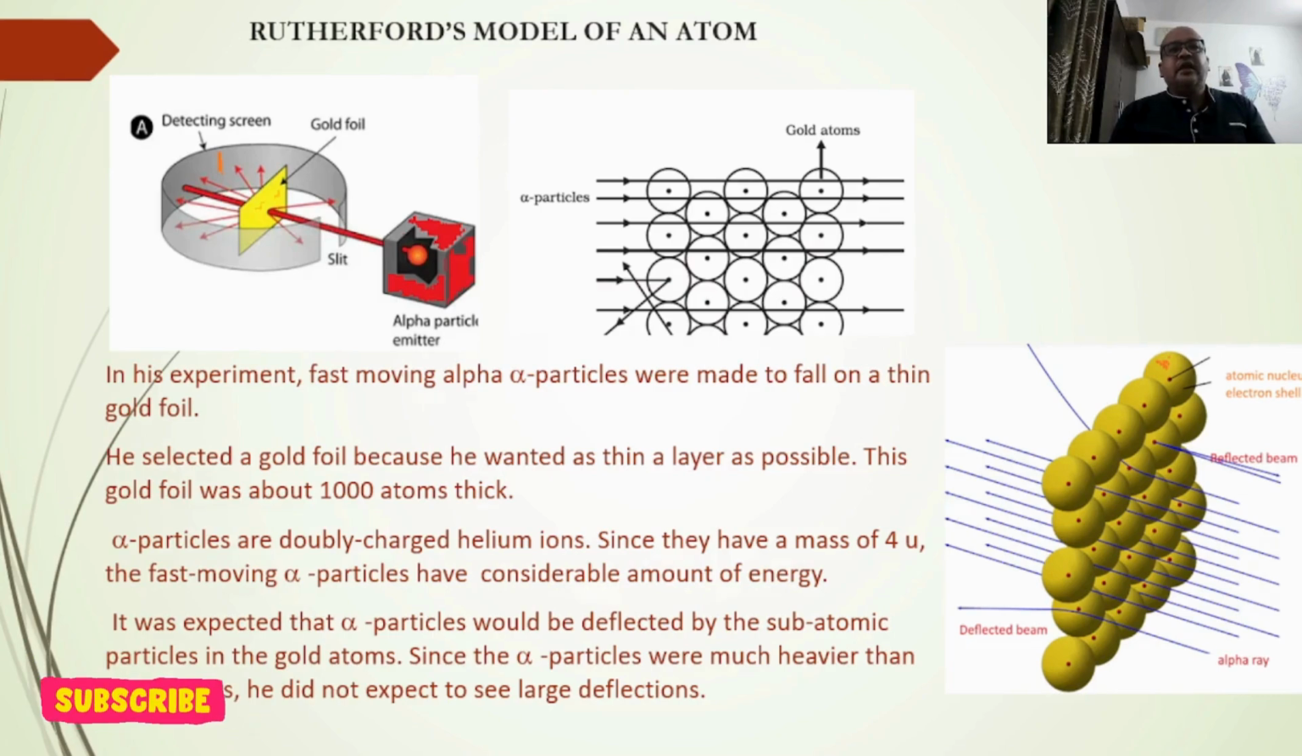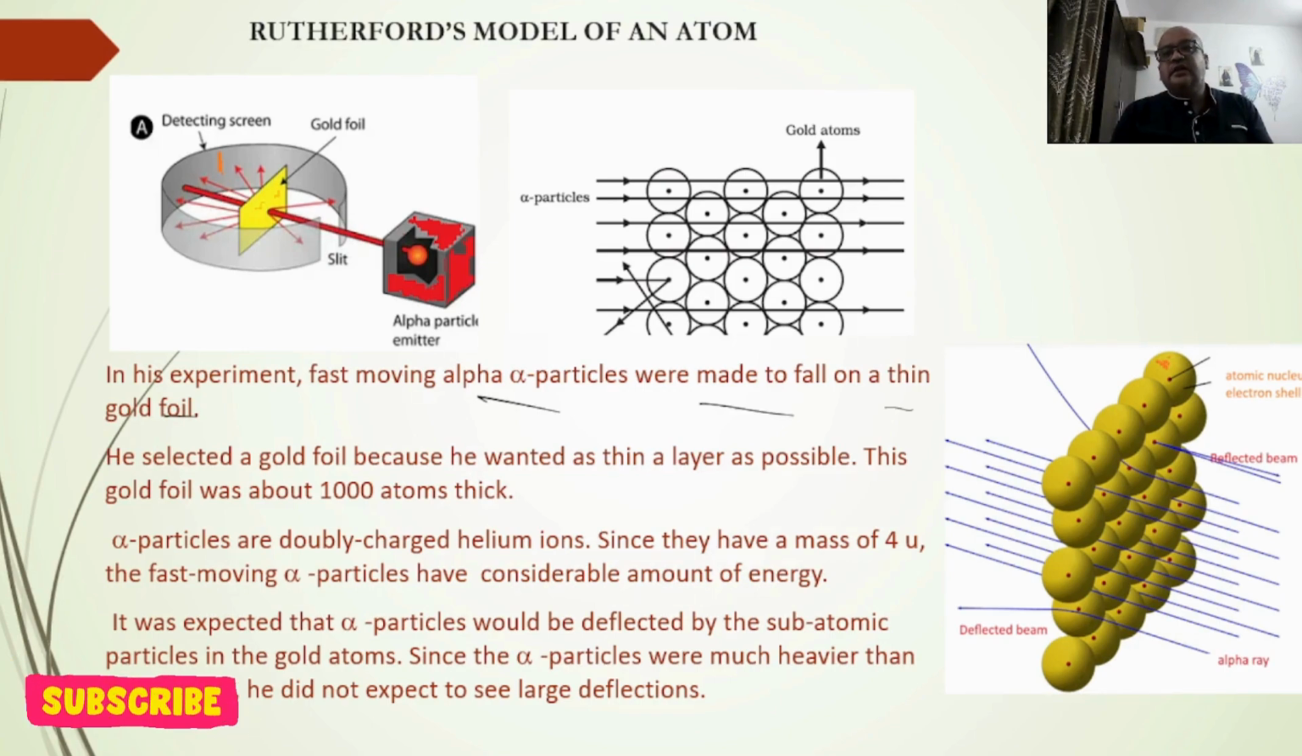Then came the Rutherford model of an atom. Now what did Rutherford do? Rutherford took a gold foil, and he bombarded that gold foil with alpha particles, right? Alpha particles were made to fall on this thin foil.